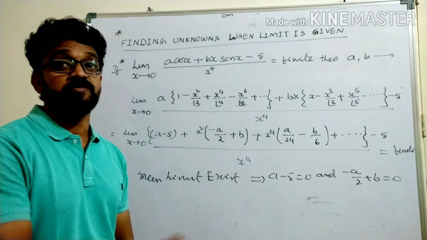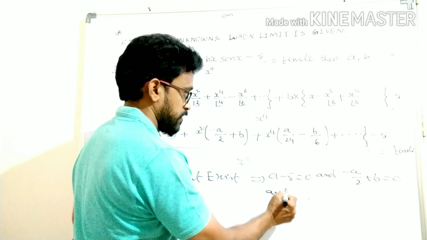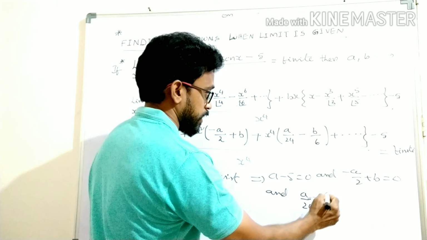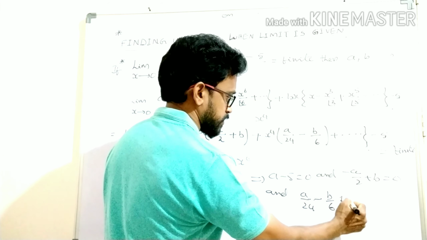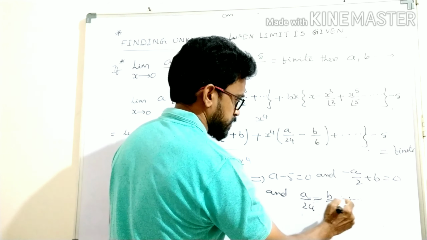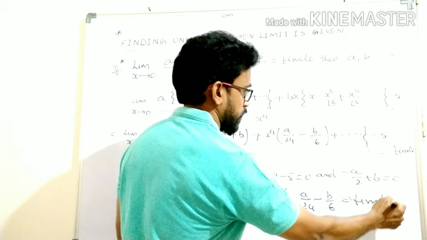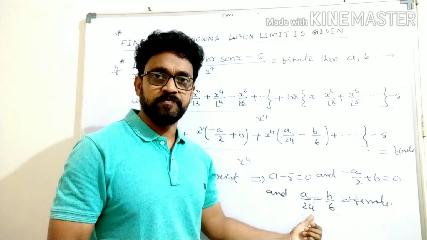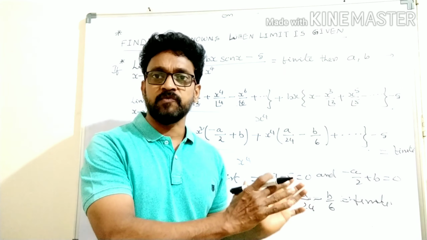That is the logic. And this value, how much? After cancellation, we get a by 24 minus b by 6. This value is finite, but that value is not given. Sometimes we will give some number here, and that number is equal to this one. But here that number is not given, so it is finite.